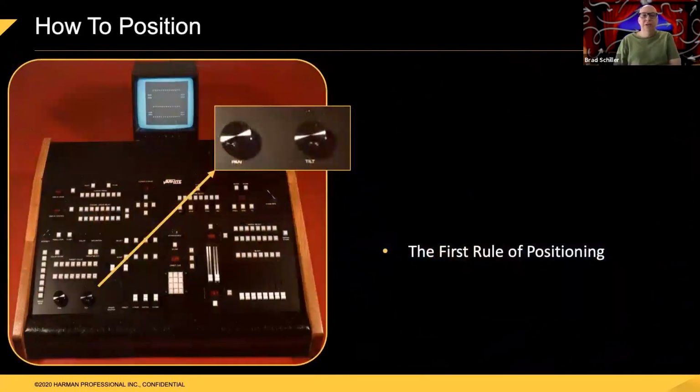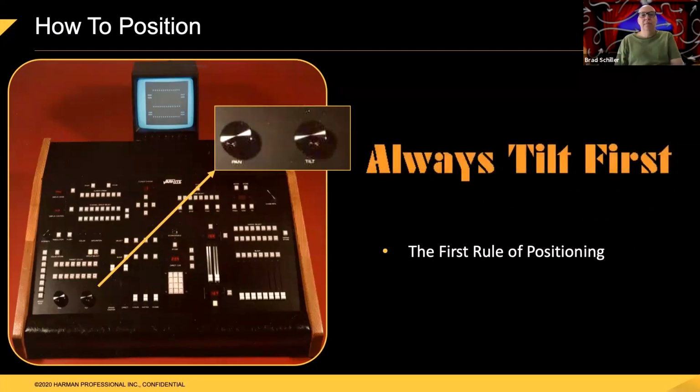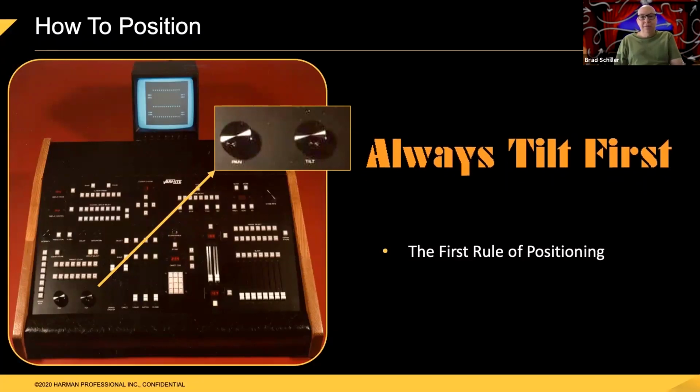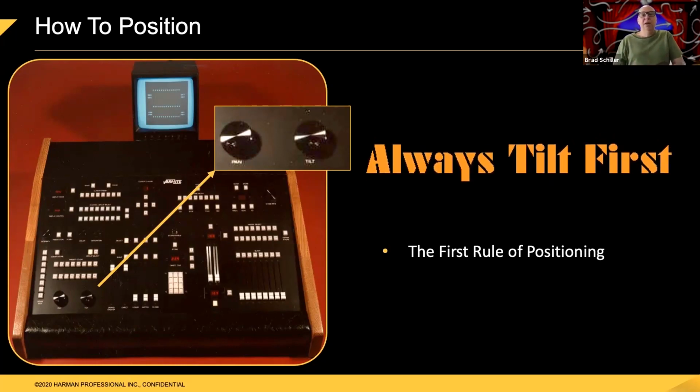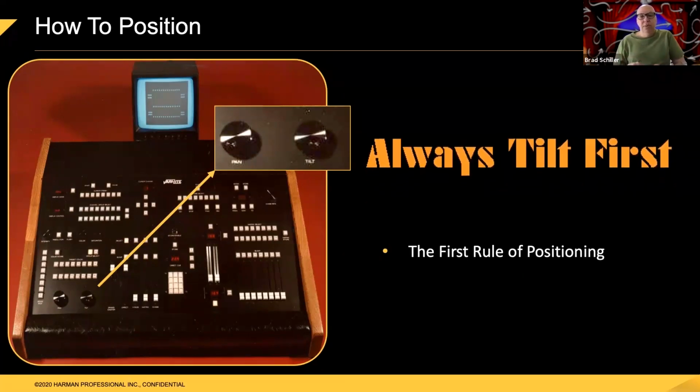I just alluded to this part here. Back in the very early days of Vari-Lite, this is the first ever Vari-Lite console, they developed what I call the first rule of positioning. This is very important to follow all the time when you can: always tilt first. If you can get in that habit as a programmer of always tilting first, then adjusting pan, you're going to find yourself in a much better place.